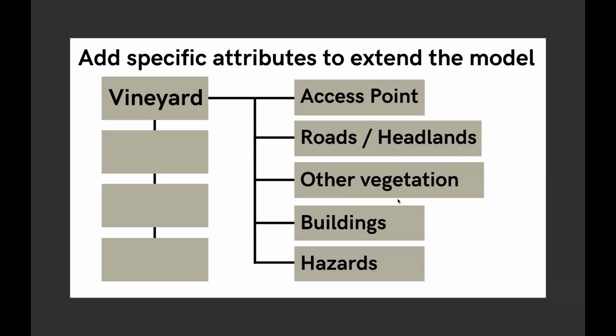like we said, our proposal is to keep the conceptual data model focused on those 4 key components down the left-hand side, but to enable it to be extendable by adding specific attributes to those core components. So for example, with vineyards, some of the things that were put up on lots and lots of the sticky notes were things like being able to map where access points are onto a vineyard, where the roads or headlands, as Andy just defined, come in, other vegetation zones, bit like buildings, sheds, and also hazards.